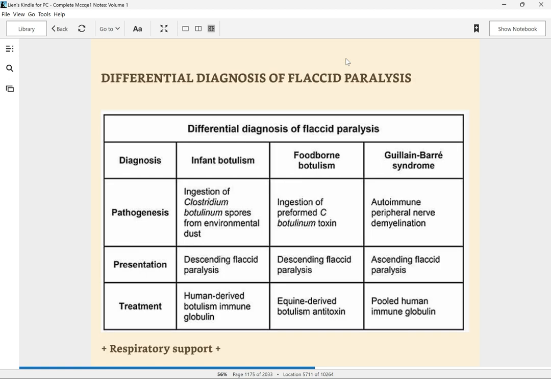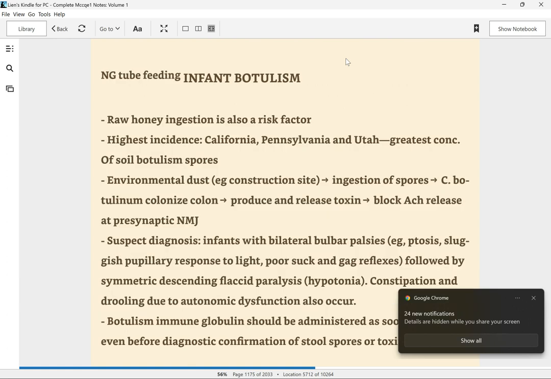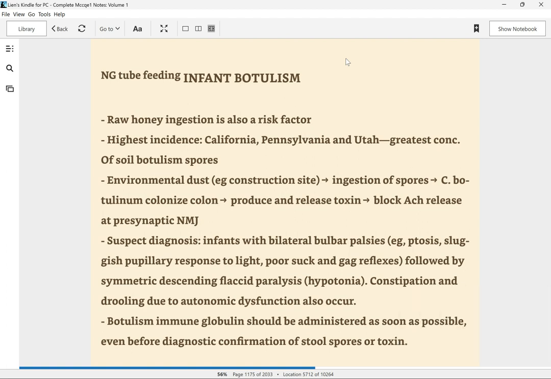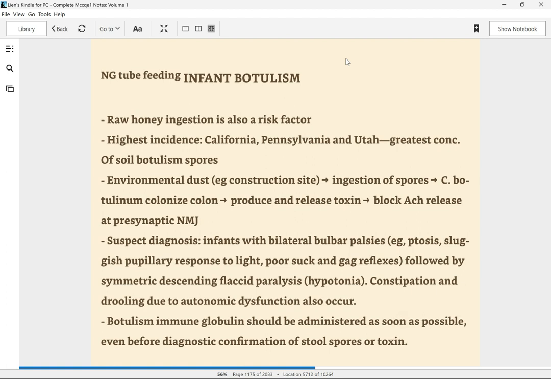Differential diagnosis of flaccid paralysis plus respiratory support plus NG tube feeding: infant botulism. Raw honey ingestion is also a risk factor. Highest incidence: California, Pennsylvania, and Utah. Greatest concentration of soil botulism spores is in environmental dust, e.g., construction sites, leading to ingestion of spores.